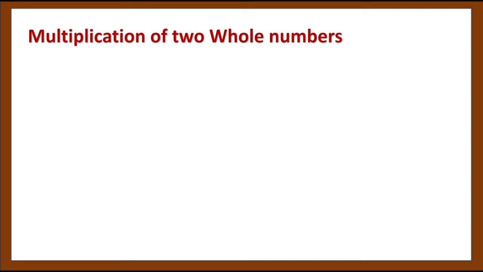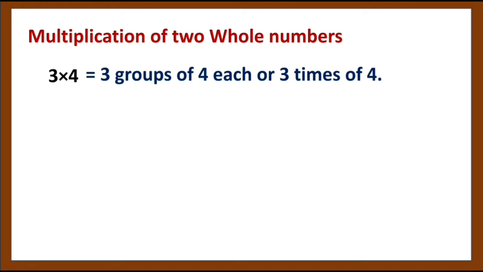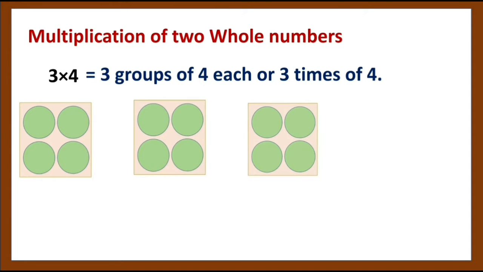Multiplication of two whole numbers. Observe how we multiply two whole numbers. 3 into 4 is nothing but 3 groups of 4 each, or 3 times 4. For 4 things we have to take 3 times. Here I am taking 4 circles as a group, and like this I have to take 3 times. So 1, 2, 3. Now this is nothing but 4 plus 4 plus 4, which is equal to 12.